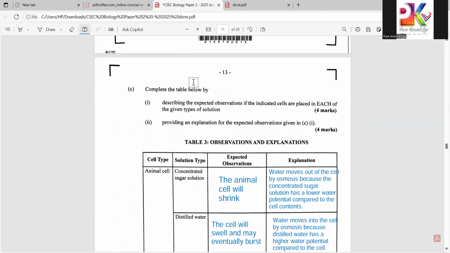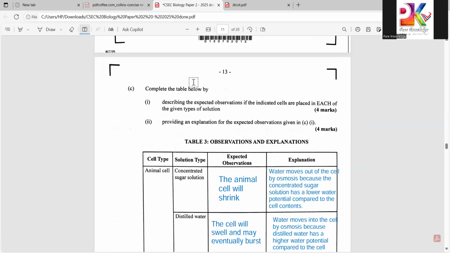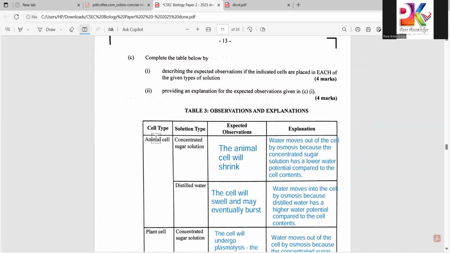Next question says, complete the table below by describing the expected observation if the indicated cells are placed in each of the given types of solution and providing an explanation for the expected observation given in C1. Then we say the animal cell. Solution type is concentrated sugar. So this is an animal cell placed in concentrated sugar. You know that the animal cell will shrink.